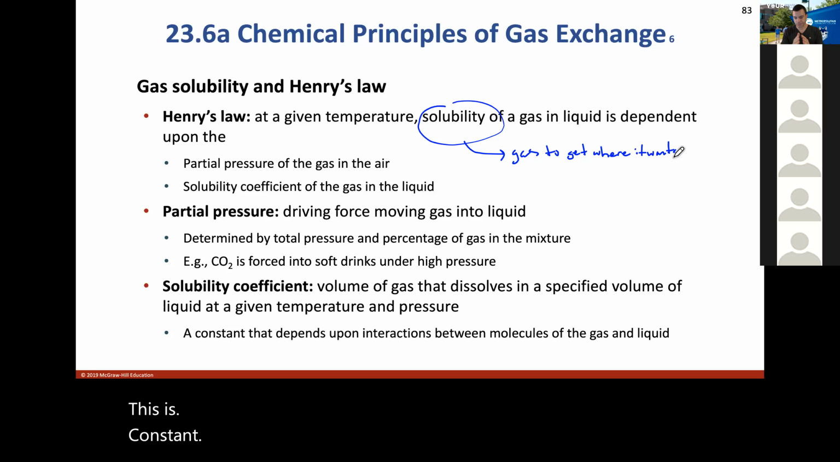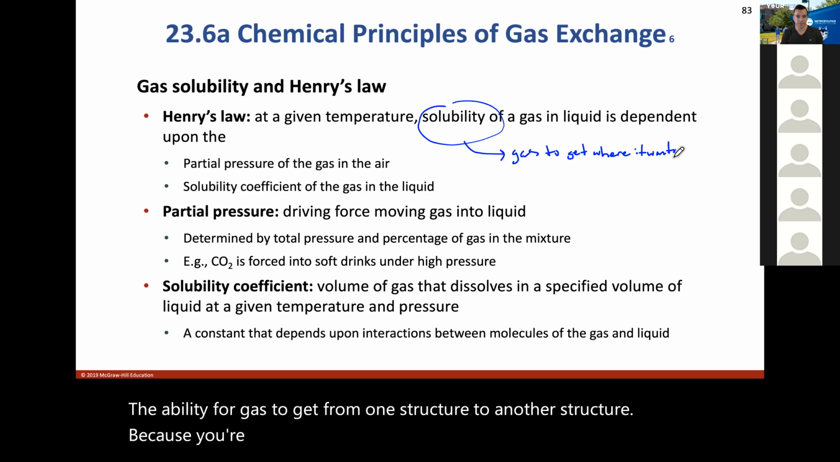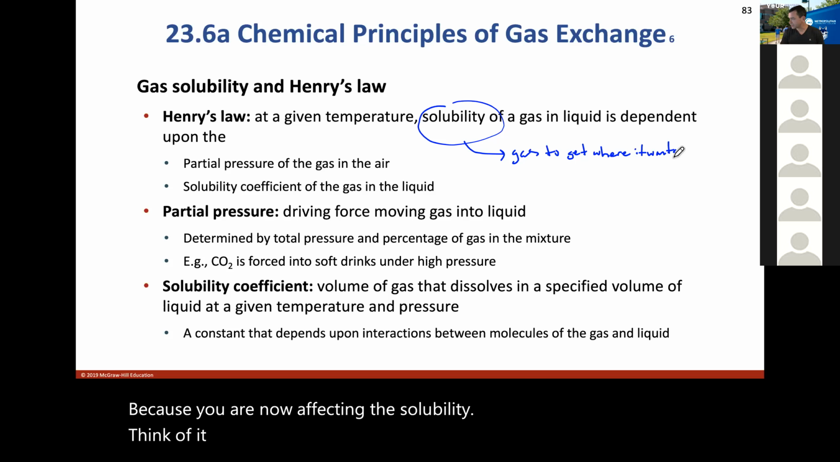When you get a big change in temperature, you decrease the ability for gas to get from one structure to another, because you're now affecting the solubility. Think of it this way. Close your eyes. When you are exercising, what happens in a muscle?